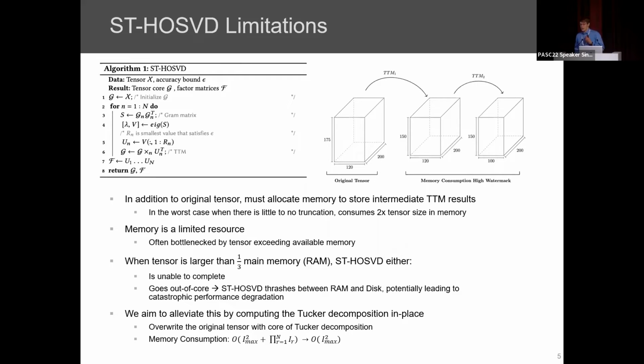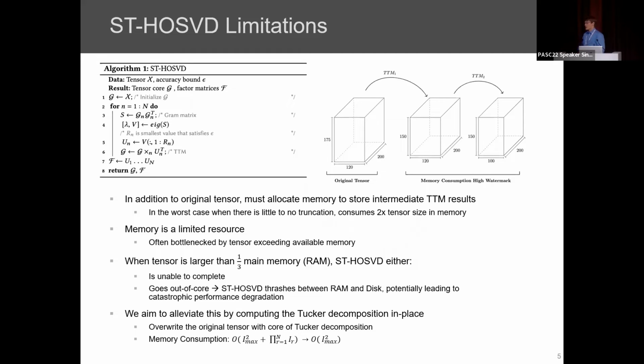As I'm sure many of you are aware, memory is a very limited resource, and we are often bottlenecked in this computation by the tensor exceeding the amount of available memory. This can happen when the tensor is larger than a third of main memory or RAM. In that case, the ST-HOSVD is either unable to complete, or the computation might go out of core, in which case we might thrash between RAM and disk, potentially causing pretty catastrophic performance degradation.